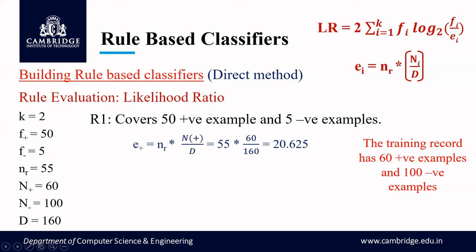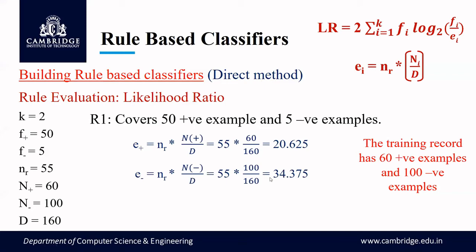So the expected frequency of the positive class is 20.625. Next, the expected frequency of the negative class. The formula remains the same, only instead of plus, you are going to consider the negative class. According to that, we get the value 34.375. So this is the expected frequency for the negative class. Once the positive and negative class expected frequencies are found, it becomes very easy for us to perform the calculation of the likelihood ratio.